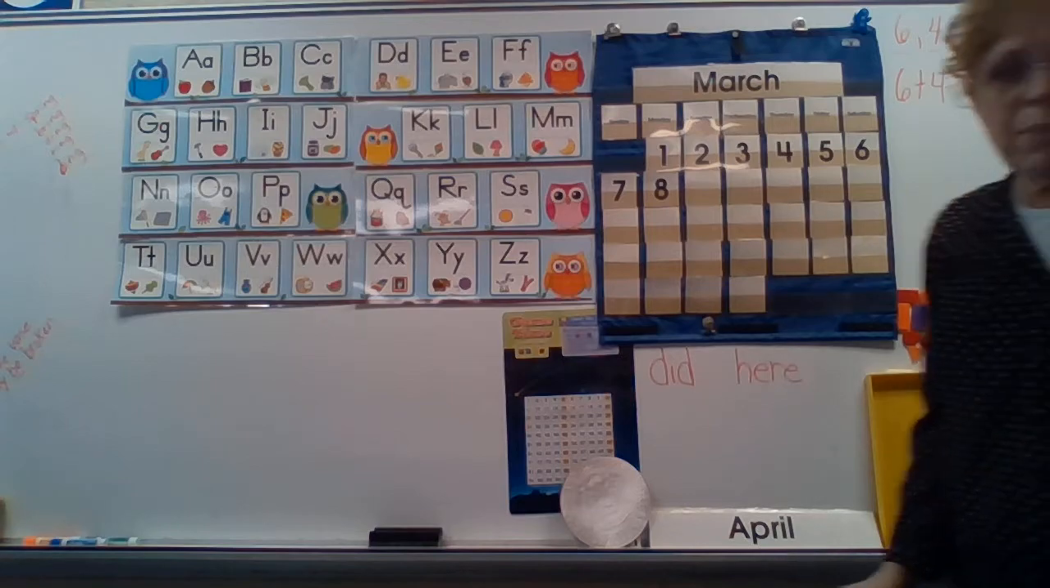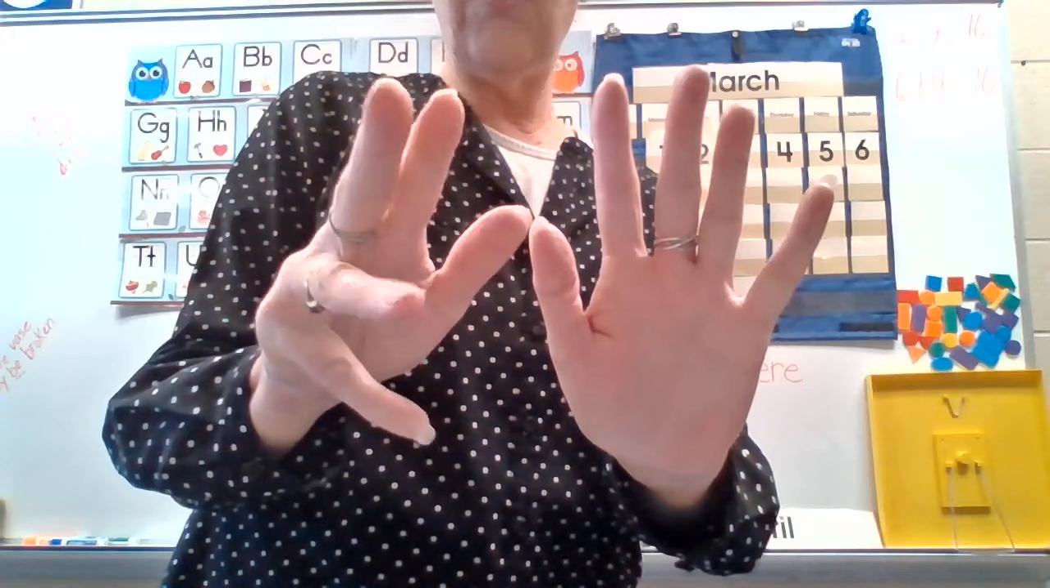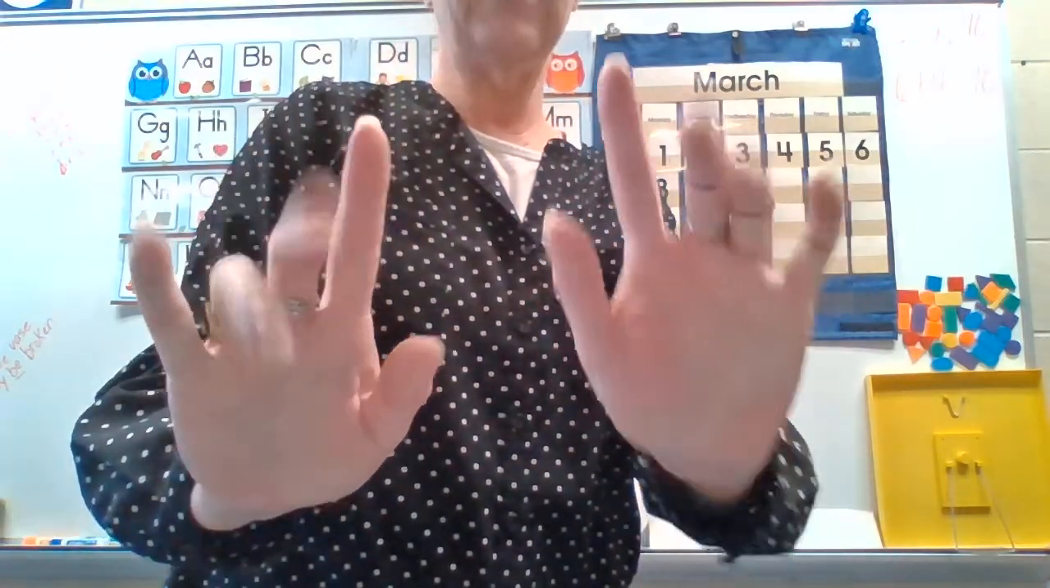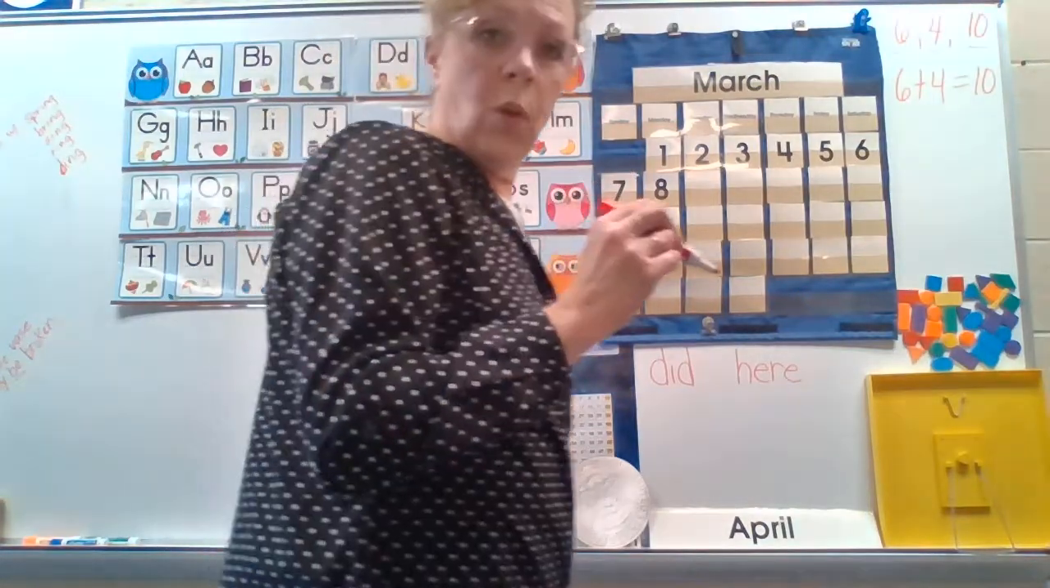And let's check and make sure, just for fun. So 6, I'll do it this way, 6, 5, 6, and 4 more. 1, 2, 3, 4 more. Definitely 10. Alright? So 6 and 4 is 10.